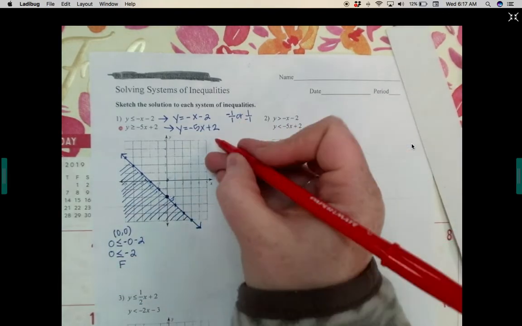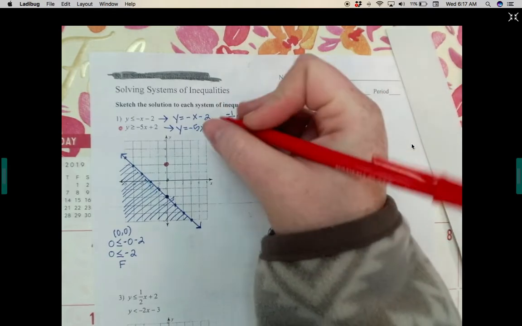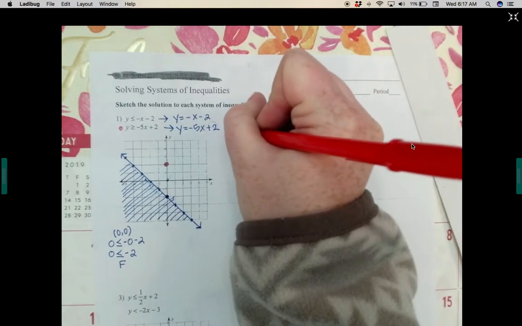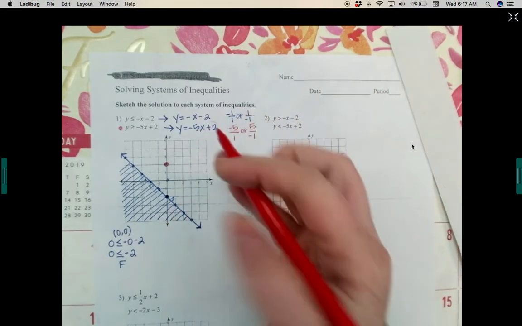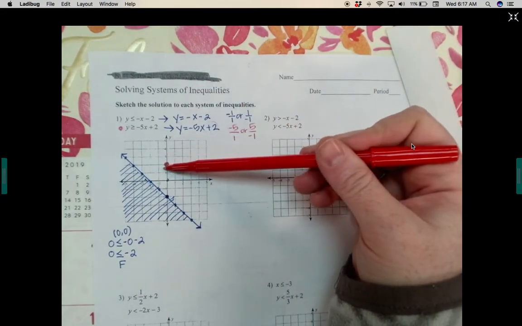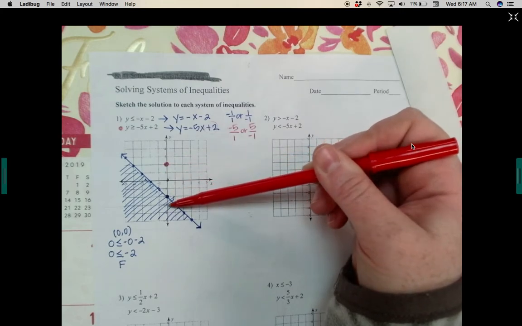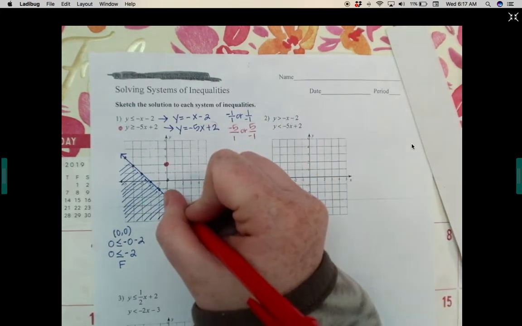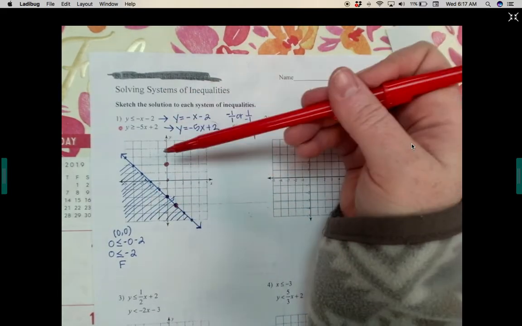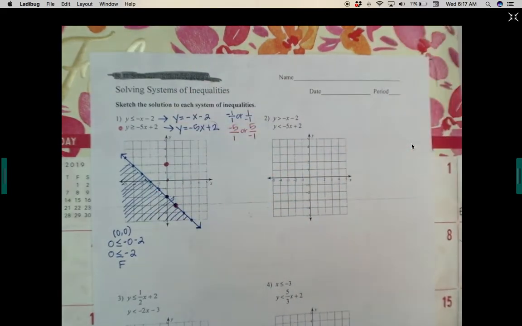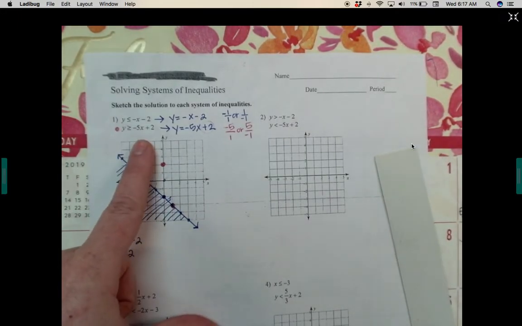So my y-intercept is positive 2. My slope is negative 5 over 1, or it could be positive 5 over negative 1 if I had room to go. I do have room to go down, so I'm going to go down 5: 1, 2, 3, 4, 5, and over 1. I can't really go down 5 more, and I can't go up 5 more, so I just have to depend on those 2 points to graph, and it is a solid line.